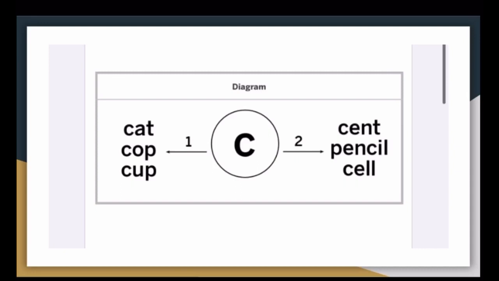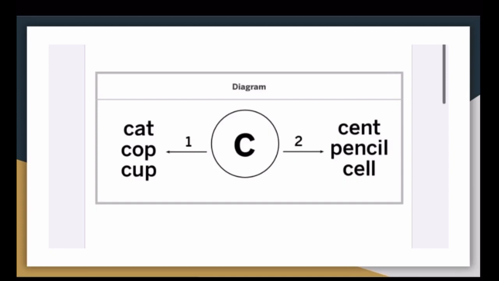Let's take a look at this little graph here. In the middle, you see the letter C. The arrow that is pointing to 1, you see cat, cop, and cup. The spellings with C pronounced on this side sounds like K, like K in these words.